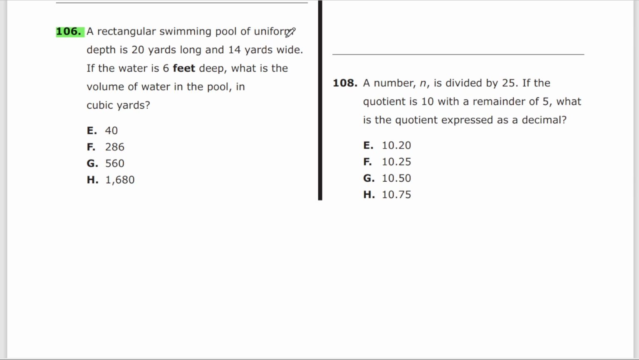The last, but not least, problem 106, test B, SHSAT 2024. A rectangular swimming pool of uniform depth is 20 yards long, 14 yards wide, and 6 feet deep. What's the volume of water in the pool? So again, yards and feet. The most common mistake is 20 times 14 times 6, and I think it's this answer. So that's incorrect. Let's go.